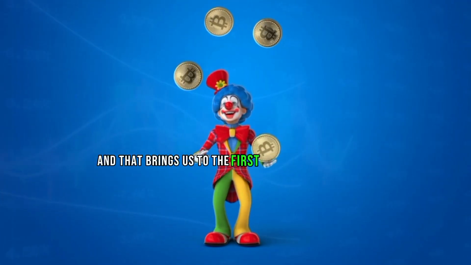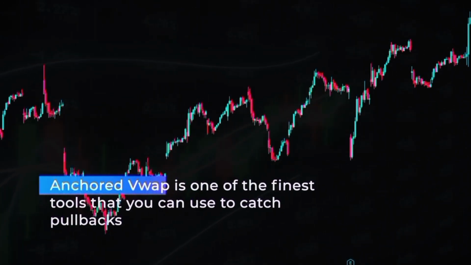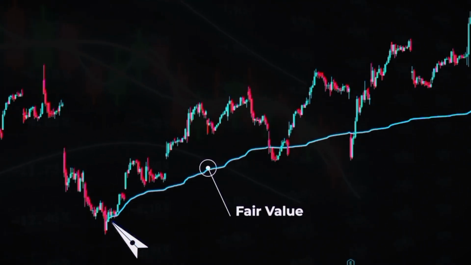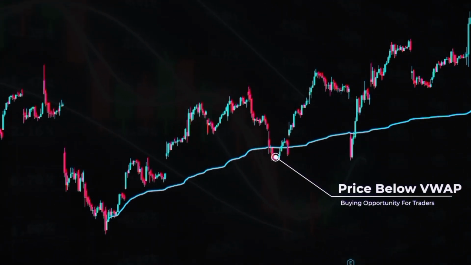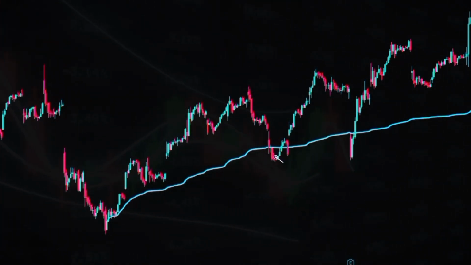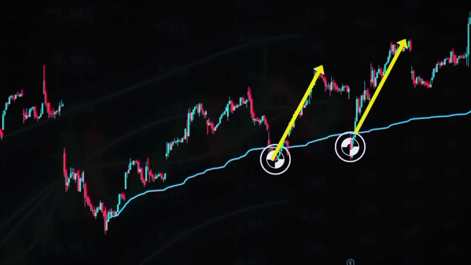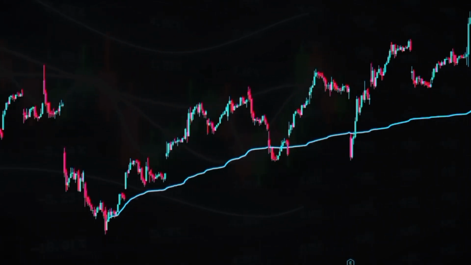And that brings us to the first use of Anchored VWAP. Topic 4. Use 1. Catching pullbacks. The Anchored VWAP is one of the finest tools or indicators that you could use to catch pullbacks. Plotting it from a starting point of the trend gives you the asset's fair value within the trend. In an uptrend, when the price goes below the VWAP, this means that the asset is trading at a lower price than its fair value. The big players see this opportunity, and their buying orders take the prices above the VWAP. That's why the Anchored VWAP works really well.